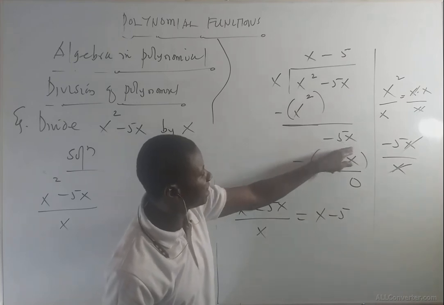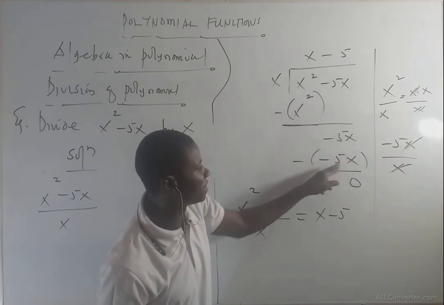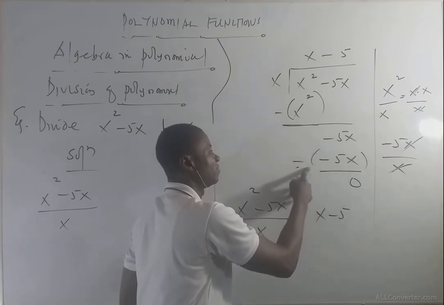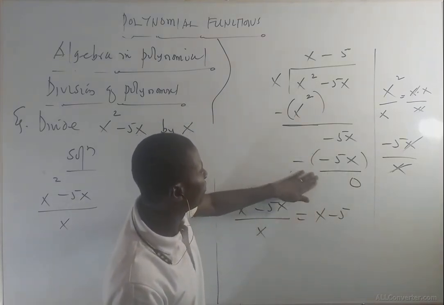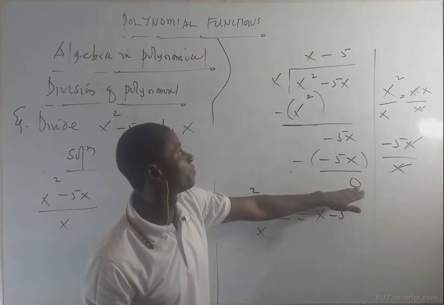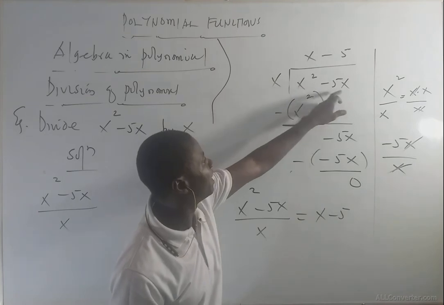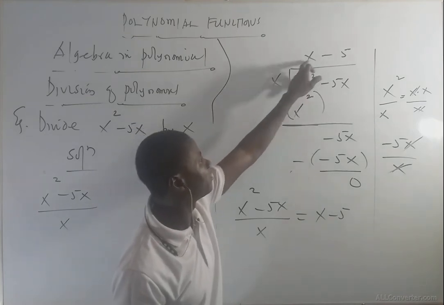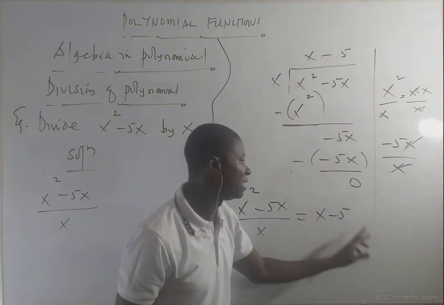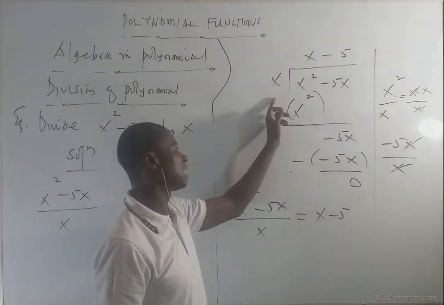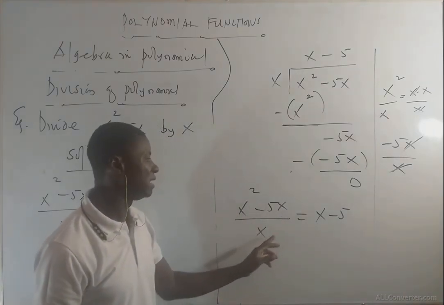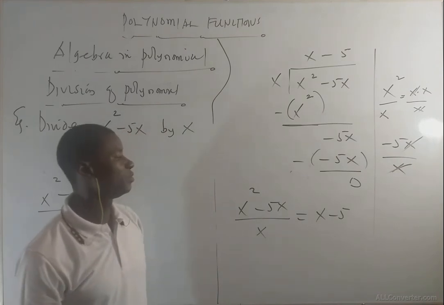So minus 5x minus 5x. And because the coefficient here is 1, minus 1 times minus 5 is plus 5. So we are going to have minus 5x plus 5x, and that will give us 0. Then we are done. So that means that when we divide x squared minus 5x by x, the result is x minus 5. The remainder is 0. That is plus 0 over the divisor, which will still give us 0. So x squared minus 5x divided by x is equal to x minus 5. So that will be the answer.